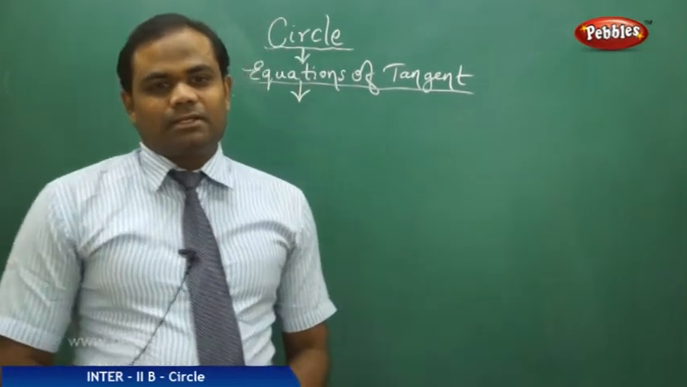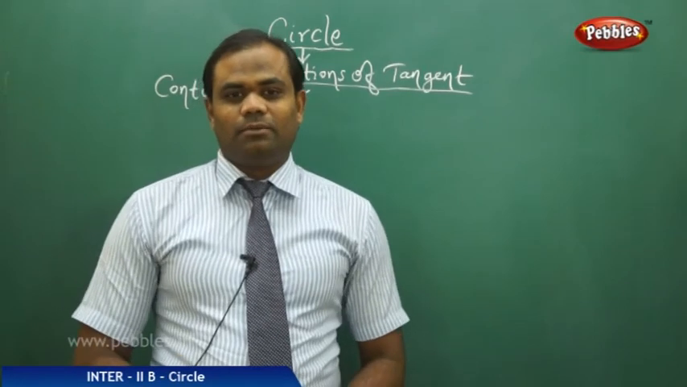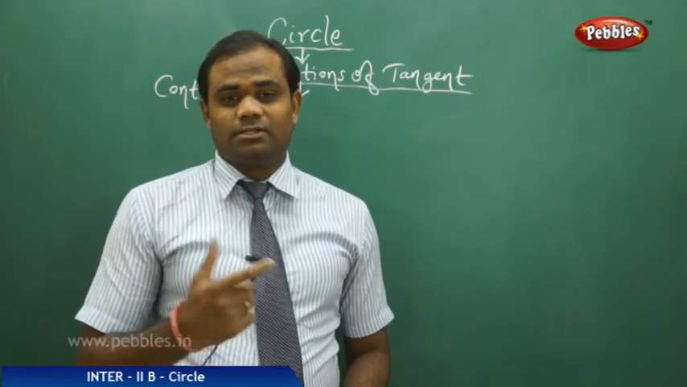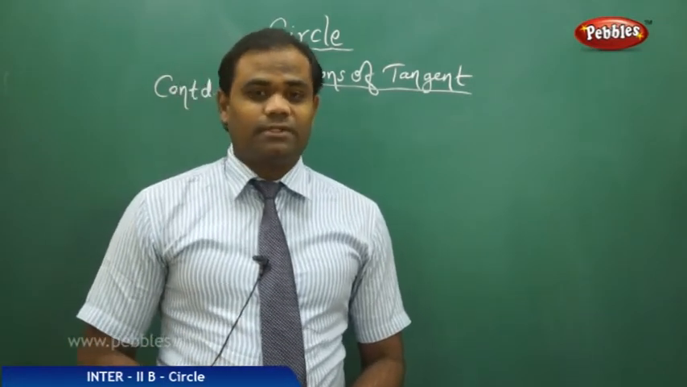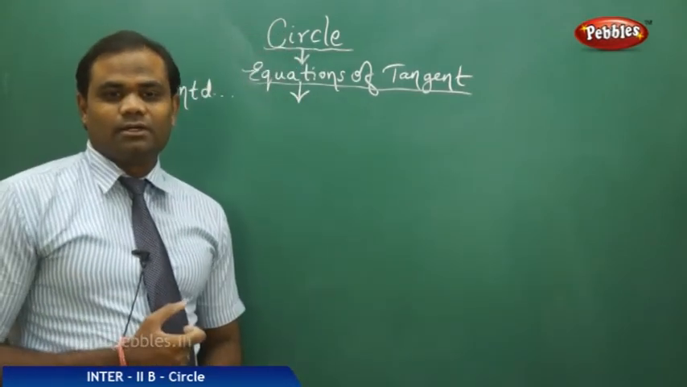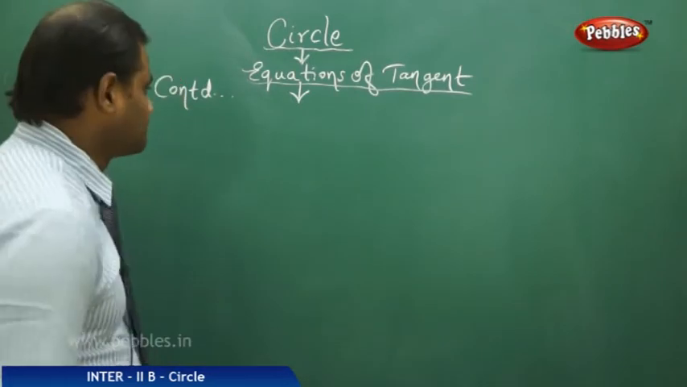Now let's see the equation of tangent where the circle is not in the standard form. What if the circle is in general form? What if the center of the circle is not origin? Also, we need to derive the equation of tangent. So let's see for a general equation of circle how we can find the equation of tangent respectively.